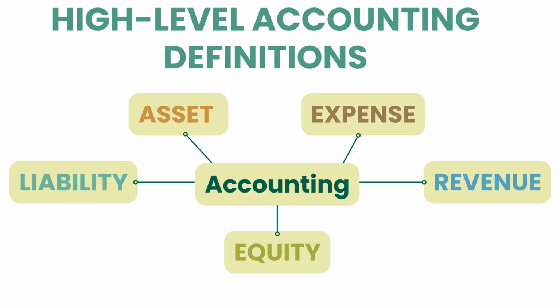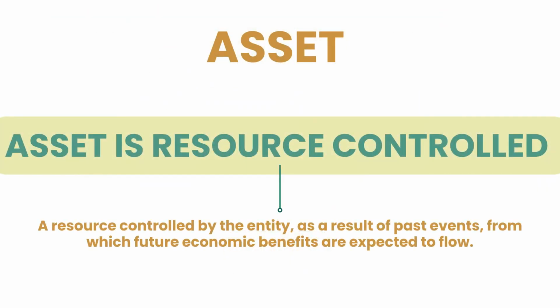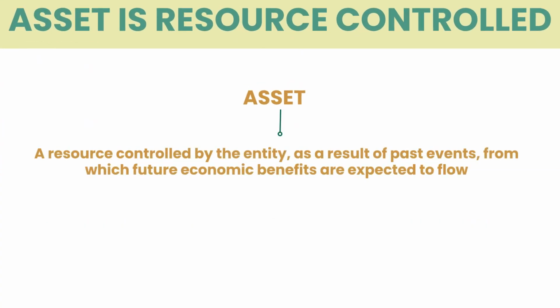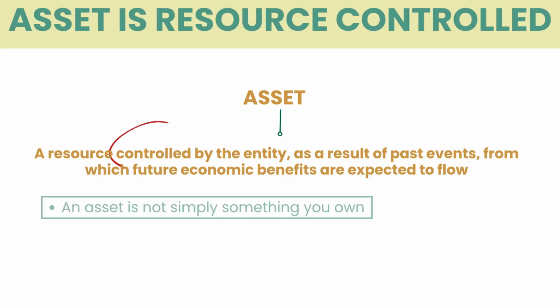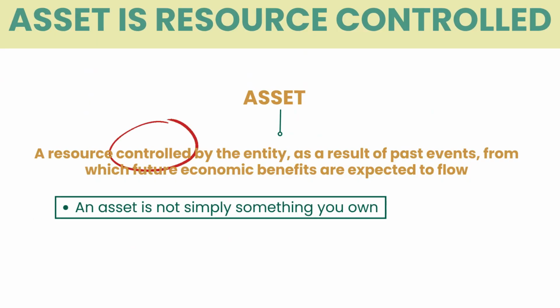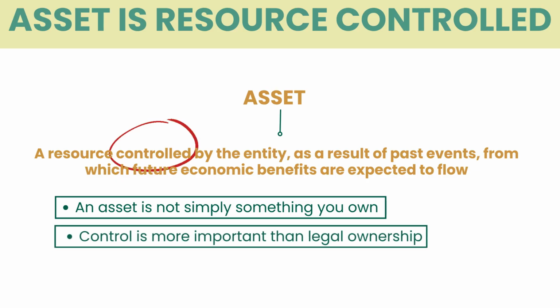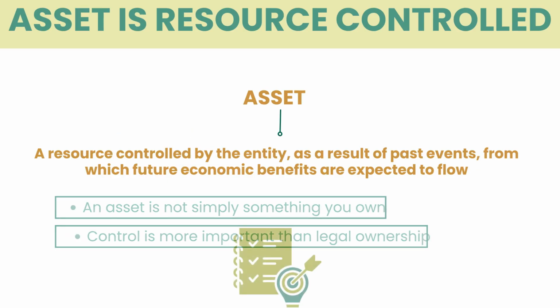Let's dive in. Asset is resource controlled. An asset is a resource controlled by the entity as a result of past events from which future economic benefits are expected to flow. Let's break it down. Notice the word controlled, not owned. An asset is not simply something you own. Control is more important than legal ownership.